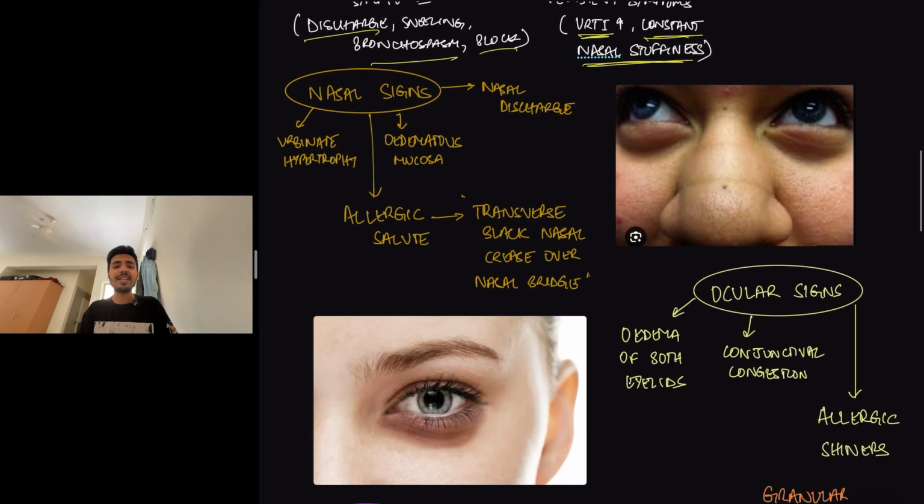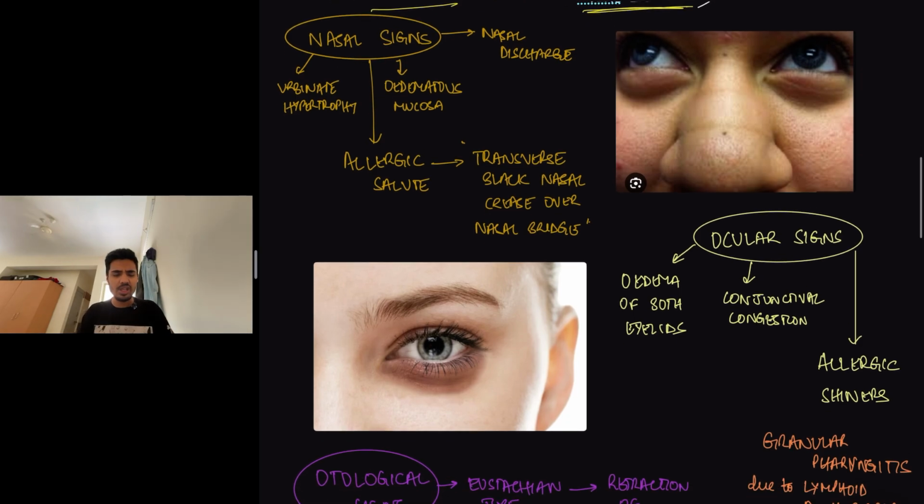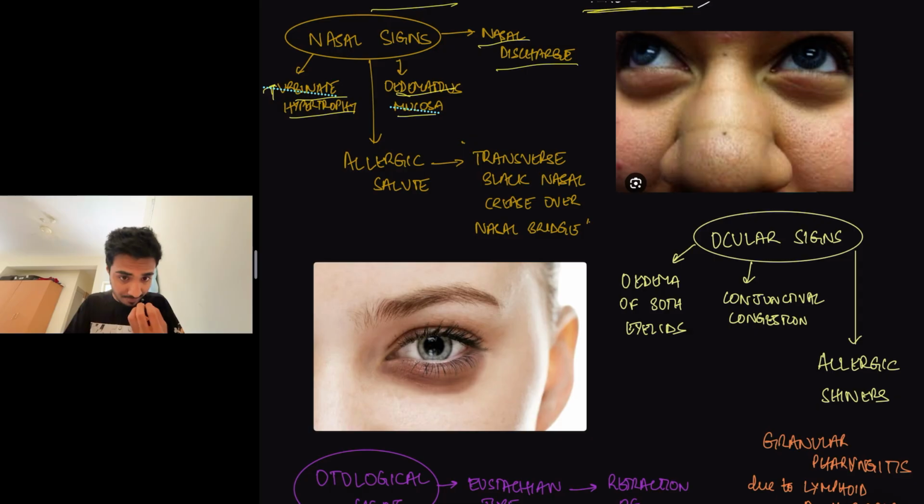Then coming to the signs. Now, signs of allergy you can have in various regions. First, let's look at the nose. Number one, as I told, edema will be there. With edema, you will have turbinate hypertrophy, you will have serous nasal discharge, and you'll have something known as allergic salute.